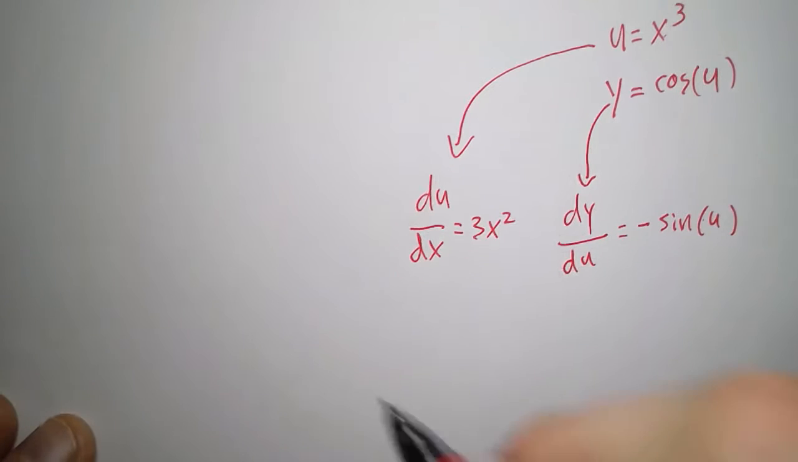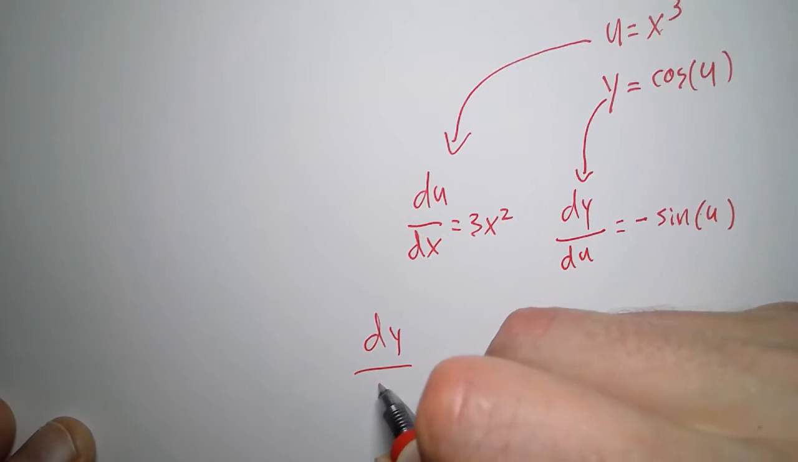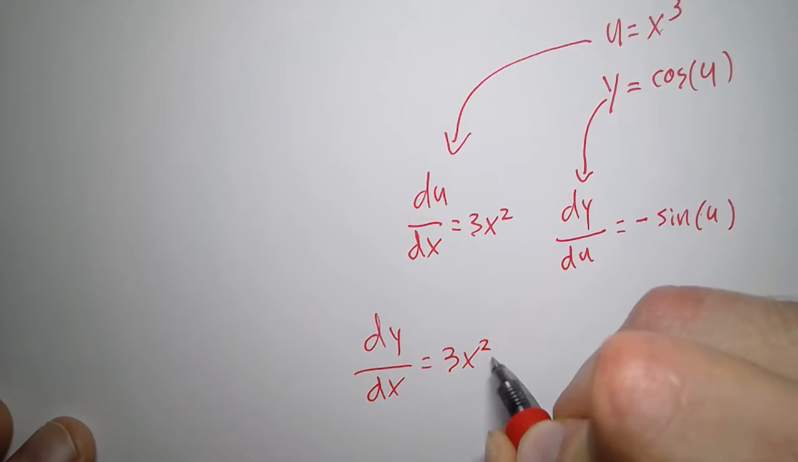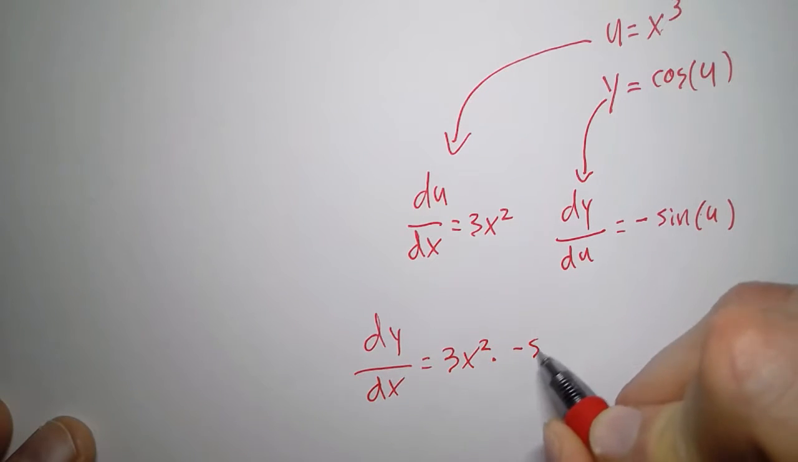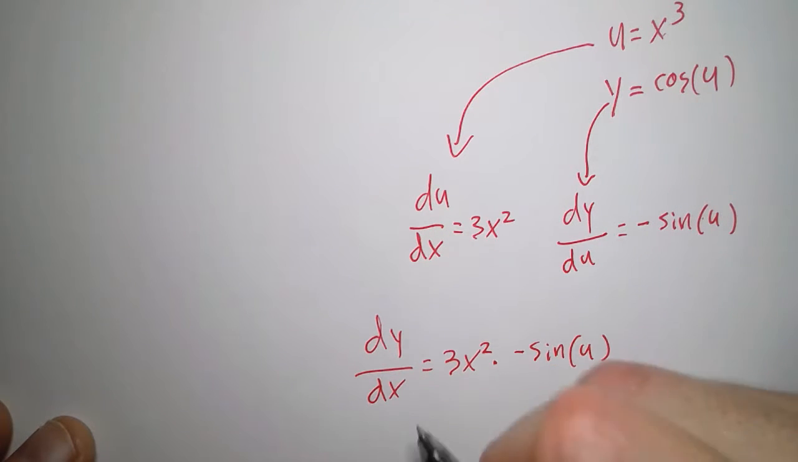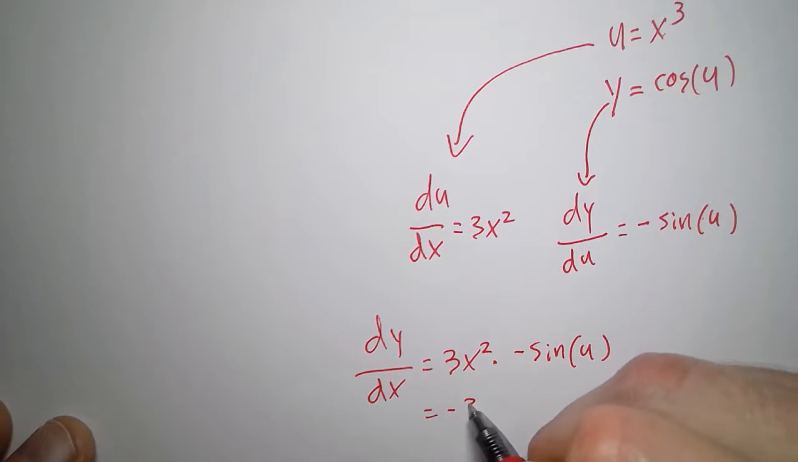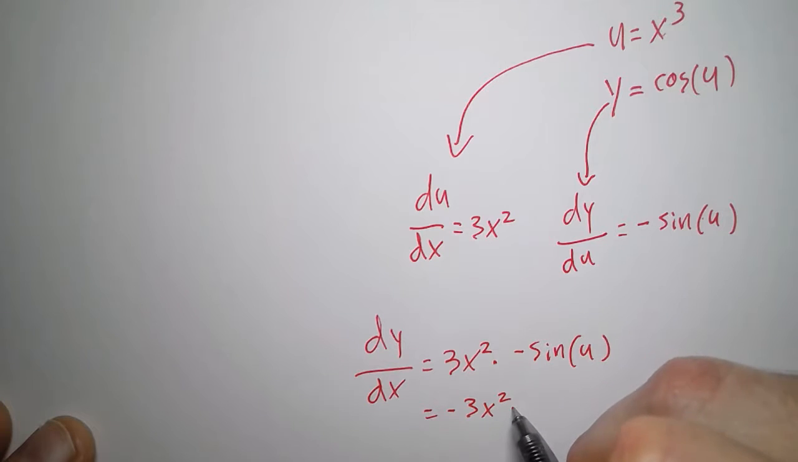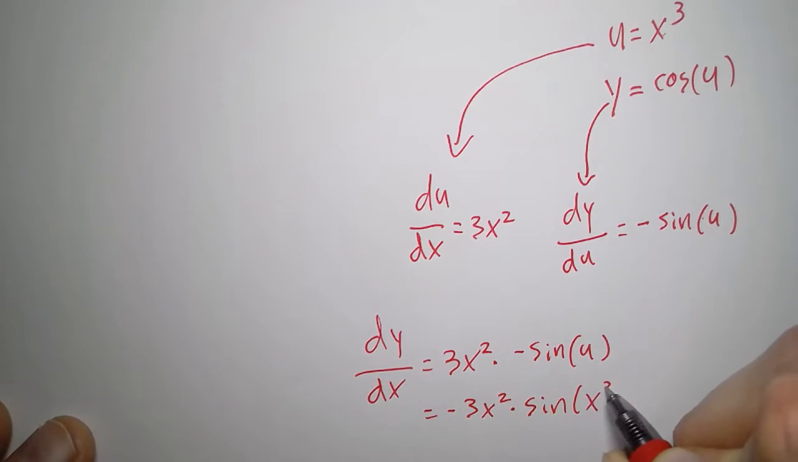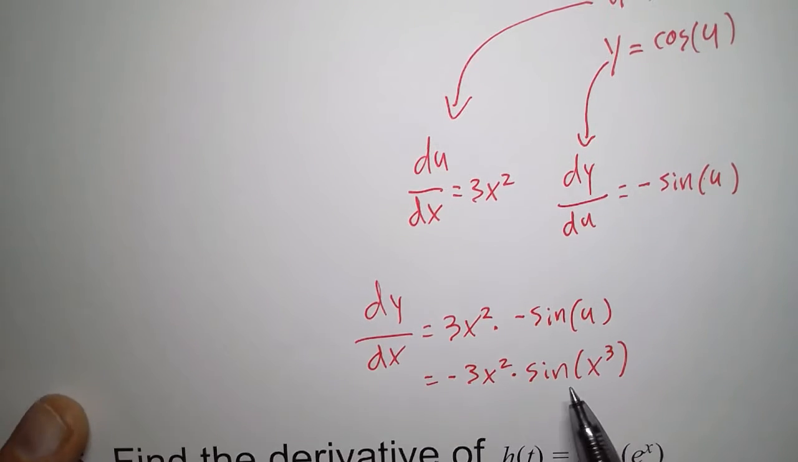So to find dy dx, we're going to multiply. So 3x squared times negative sine of u. We'll move that negative out to the front. Negative 3x squared times sine, and we'll replace that with x cubed. And that's our derivative.